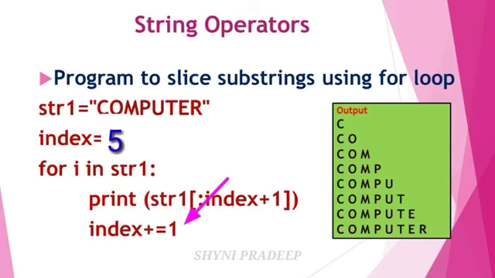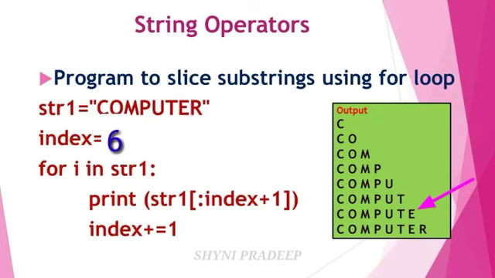Next, again update the value. So 5 plus 1 is equal to 6. Take the next letter, that is E. See the print statement. Here you have to generate the list of values 0 to 6 plus 1 means 7. 0 to 7, but you have to take 0 to 6 only. Okay, so 0 to 6 means COMPUTE. Okay, it will be printed on the output screen.